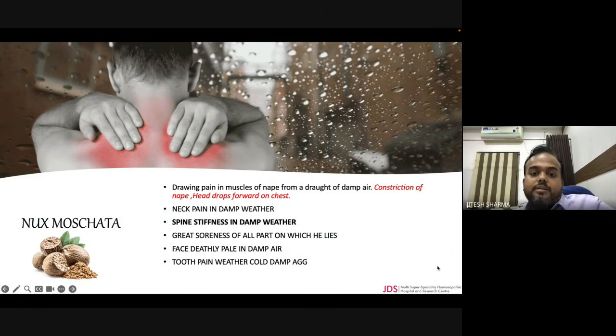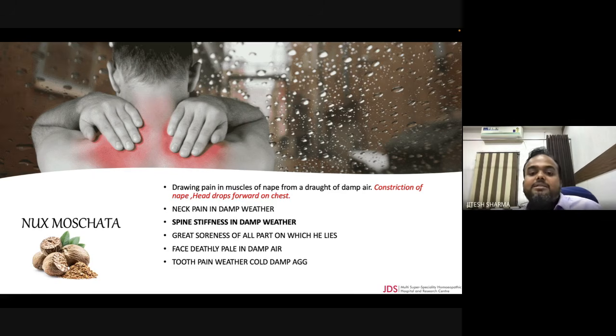Nux moscata. Nux moscata has spine stiffness in damp weather, like I told you. It's a sort of neck pain in damp weather, and they have great soreness of whichever part they lie on. Let me tell you, Nux moscata is also a wonderful remedy for Sjogren syndrome. They have typical dryness in the parotids, ear, lips, tongue, and mouth. They have extreme dryness, which is Sjogren syndrome's typical symptom. So Nux moscata is a wonderful remedy in that.